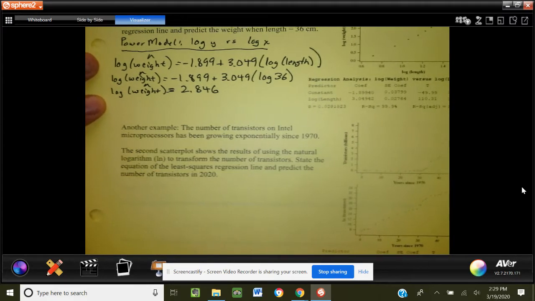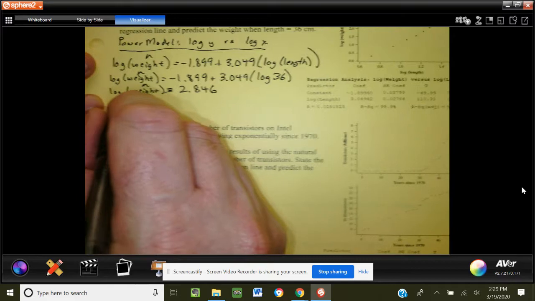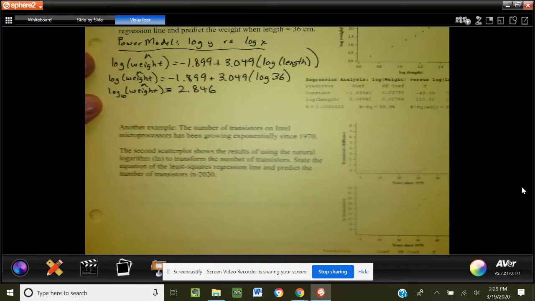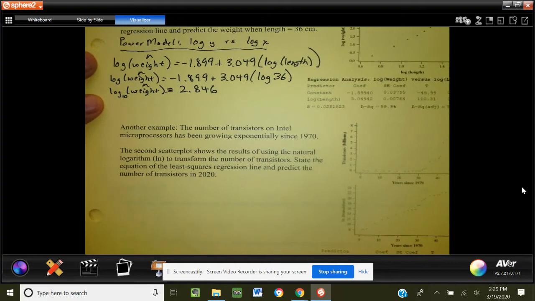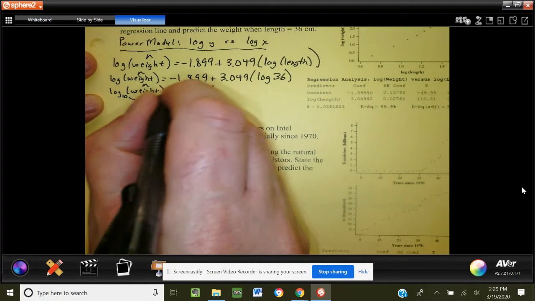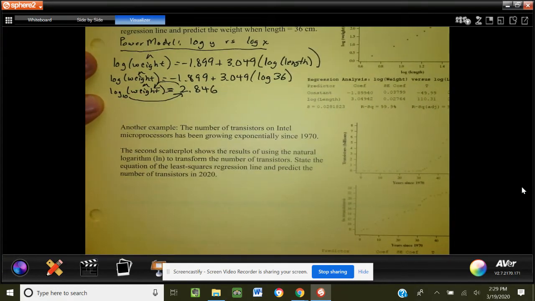Now, at this point, you have to know how to solve a log equation, right? This is about the most algebra that you have to do in this course. So remember, log with no base is really log base 10, right? So if I want to solve this equation for the predicted weight, it's going to be 10 to this power equals this value, right?